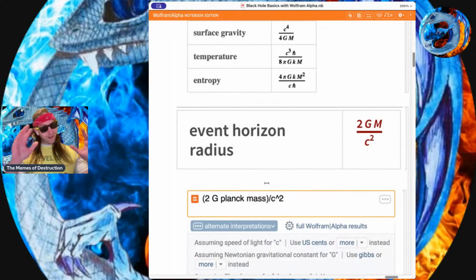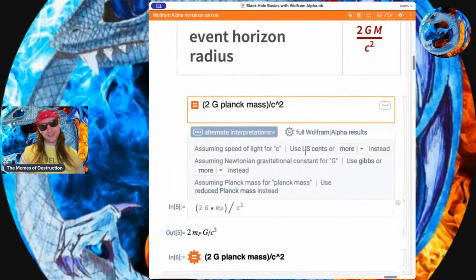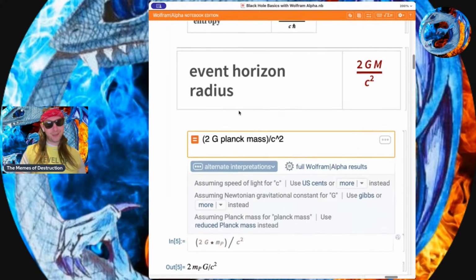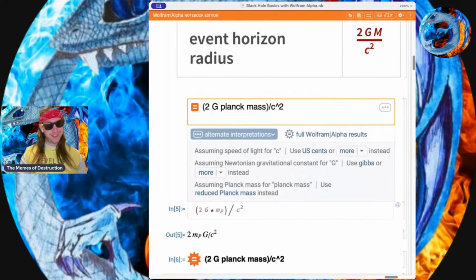All right, so the event horizon radius, where if you cross, you can't get back. What is it? 2 big G times the Planck mass, because we put in that mass there, divided by the speed of light squared. So that's 2 gravitational constants times the Planck mass over the speed of light squared. Let's put it in.